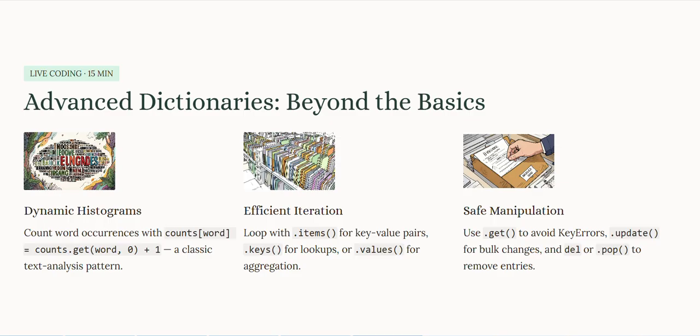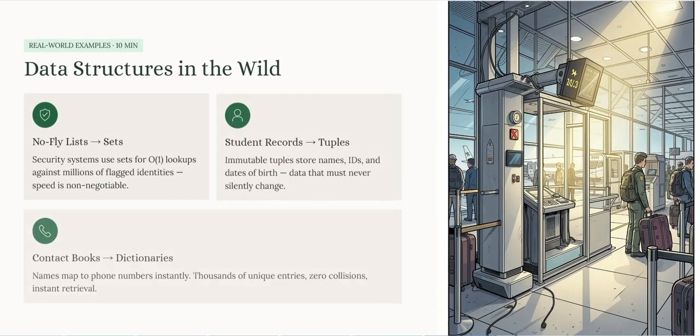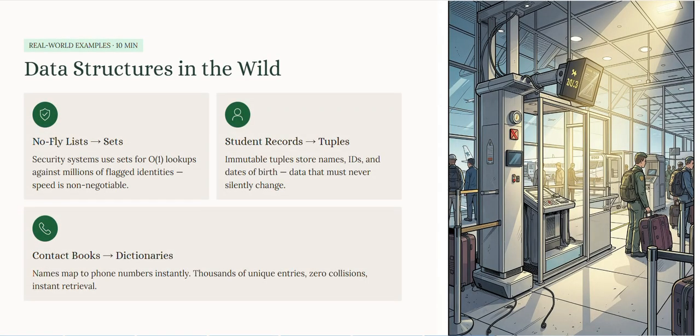Get is used to avoid key errors, and update for bulk changes, and del or .pop to remove entries. You remember in the last lecture we did pop, for removing elements from the end by default, or you can specify the index number over there. It alters the list using the index number.